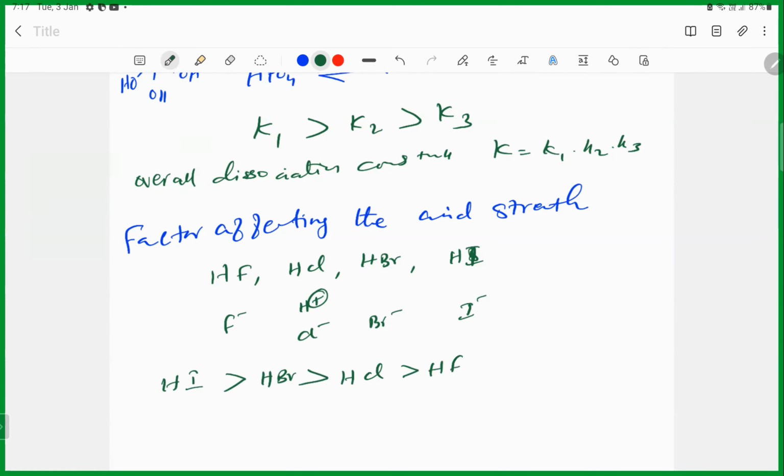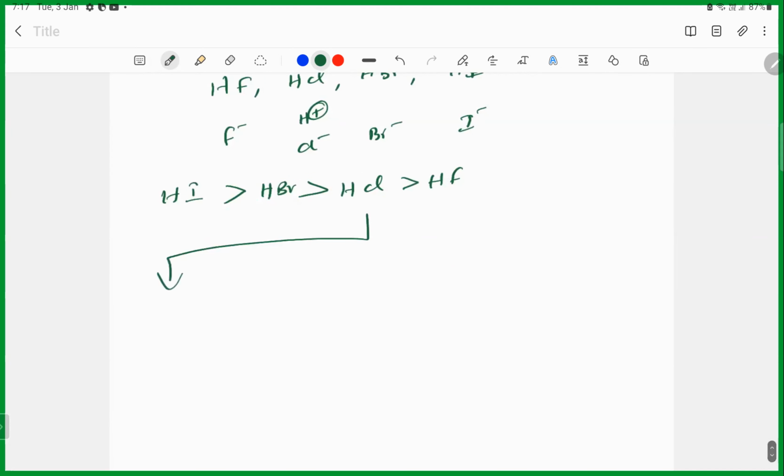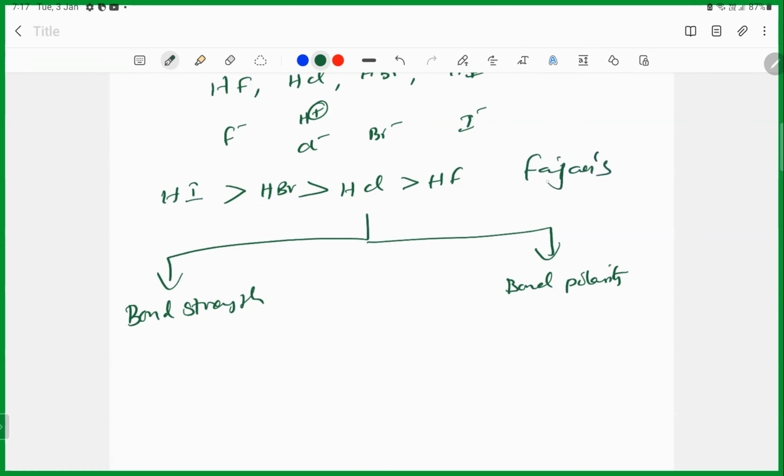What is the reason? There are two factors which decide the acid strength. One is bond strength, and another one is bond polarity. So in chemical bonding, we have studied about the Fajans rule. What is Fajans rule? And dipole moment. Do you remember these two? These are the two factors.